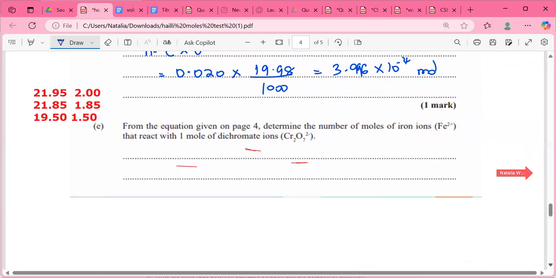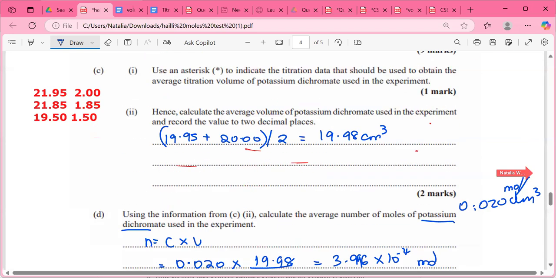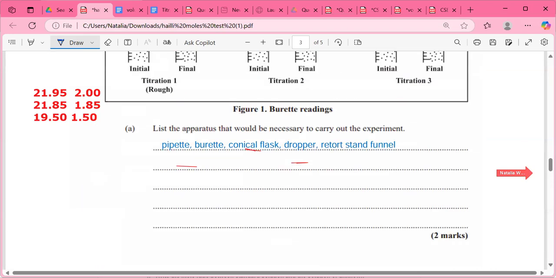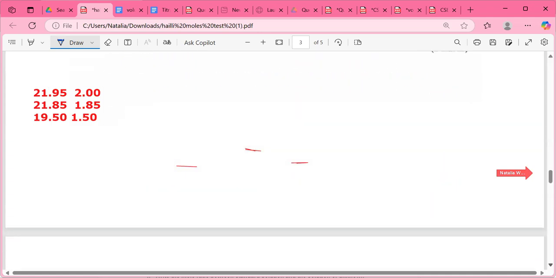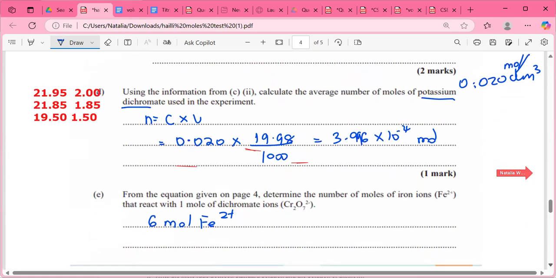From the equation given in page 4, determine the number of moles of iron that reacts with 1 mole of dichromate. So it says from the balanced equation, 1 mole of dichromate reacts with 6 moles of Fe2+. Let's go check. Six moles of Fe. So the mole ratio should be 1 to 6.